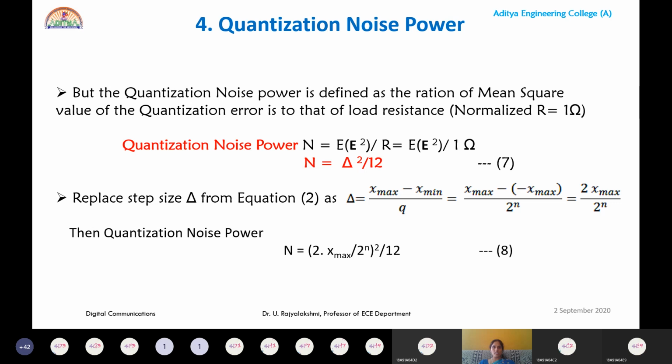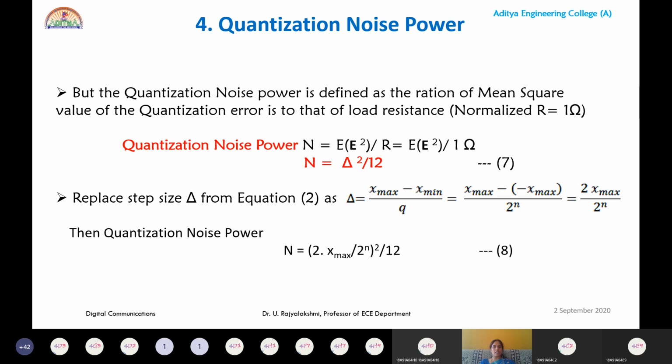Now what is the quantization noise power for a PCM system? Any one of you respond? What is the quantization noise power for the PCM system? Delta square by 12, ma'am. Delta square by 12. What is delta? Delta is the step size. Step size, ma'am. Yes, it is equal to 2 by L or 2 by 2 power n.